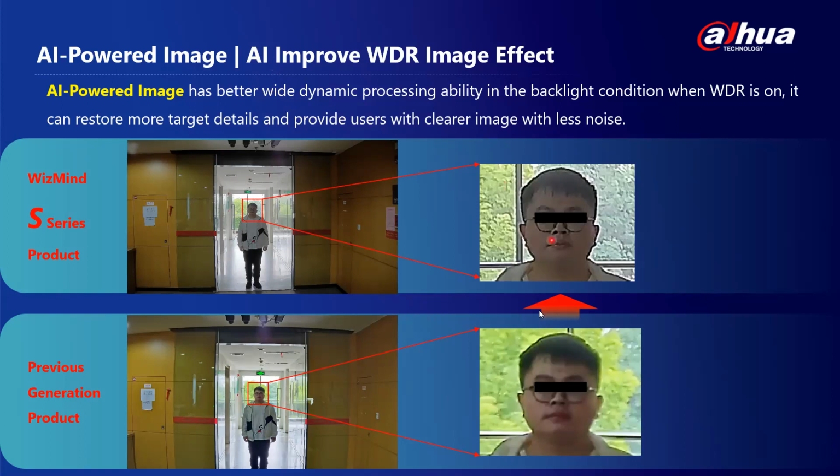Take a look at this. We have a comparison between two places where we have backlight. We have a lot of light coming from the back, and that can affect the image quality. But because we support the AI improved wide dynamic range image effect, it corrects those issues and brings you an image that blends well with the background.